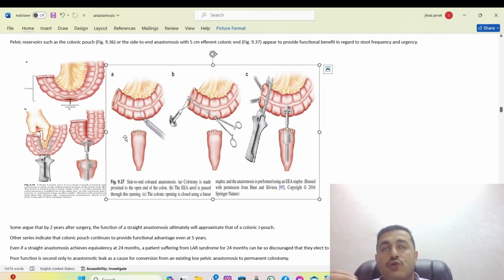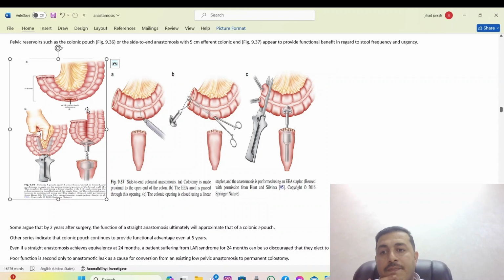Actually, here we are going to remove part of the rectum, so we have to create an anastomosis where the stool can accumulate, so that the patient can accommodate, and the urgency and frequency will be less. Here is the J pouch. I think it's clear for you. They remove part of the rectum. They bring part of the proximal colon, about 5 to 6 centimeters, and create a J pouch, and an end to side anastomosis is created.